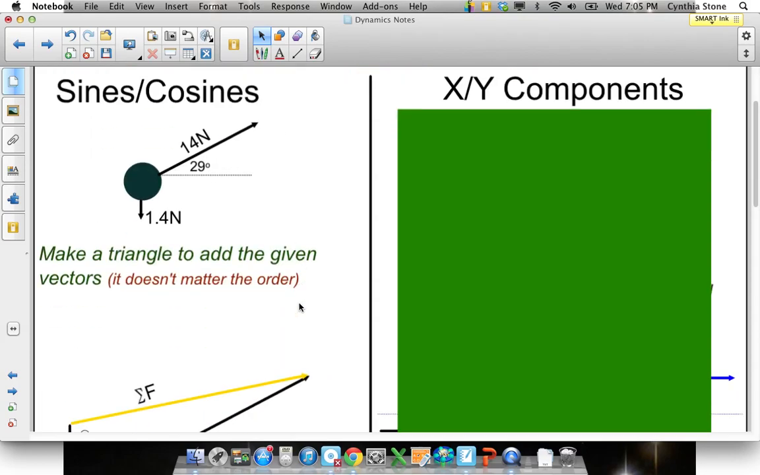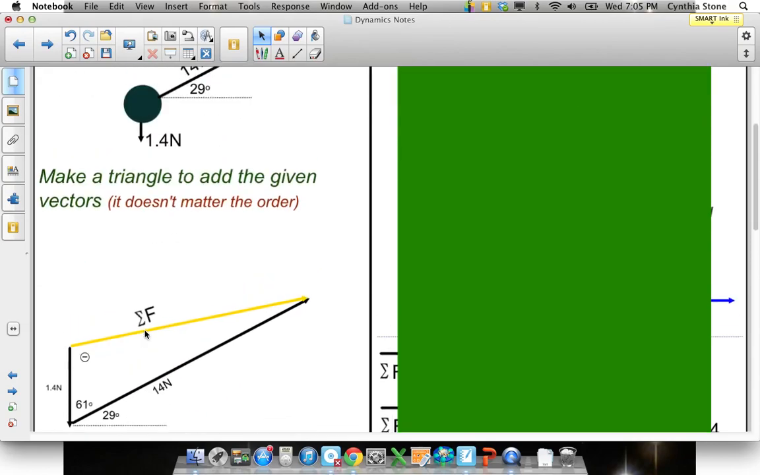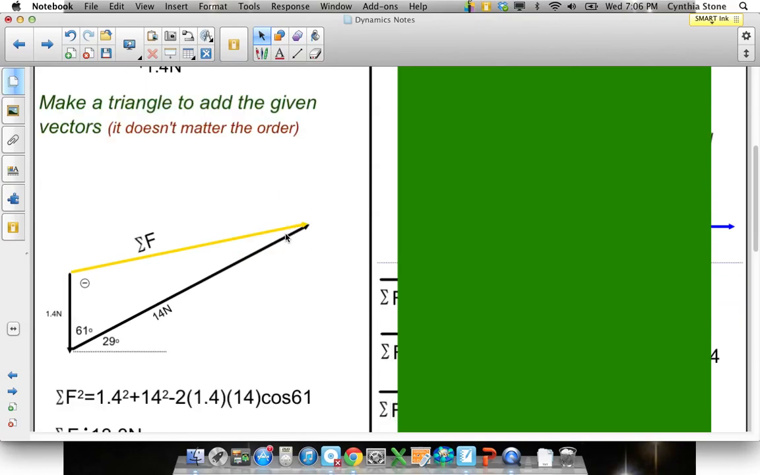Okay? So what I do is I take these two and I'm going to add them. I'm going to add these two vectors, making a triangle out of them, and then find the resultant, and that'll be the net force. So the order doesn't matter. I drew this one first. I drew 1.4 down. See, it starts here, goes down, then I add the 14 newtons on the angle up here. And my net force is the yellow. It's from where I started drawing to where I finished, right?